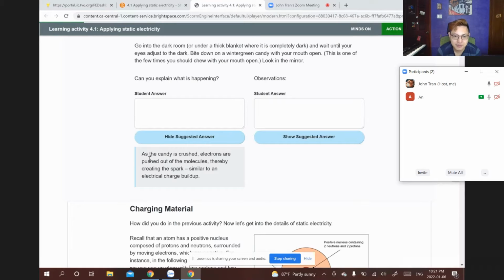When a candy is crushed, electrons are pushed out of molecules, and it basically creates a small little spark inside of your mouth, similar to an electrical charge buildup. Interesting. And the observation is when you bite nearby your lips, the lifesaver candy sparks and glitters as you chew. The color and the light just flash out a little bit as you chew. Interesting. I've never thought it would be that way.